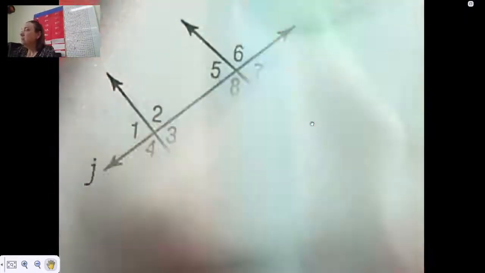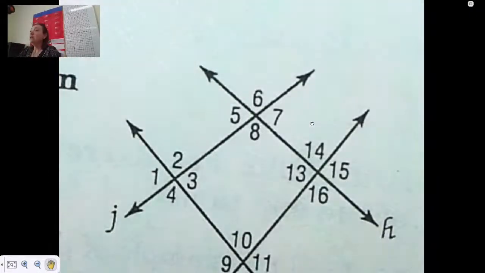Okay, I think y'all have got this. Y'all think y'all got this? All right, we're going to do this in class tomorrow. You do not have to do it on your own. I will have an interactive worksheet on Google Classroom by tomorrow morning.